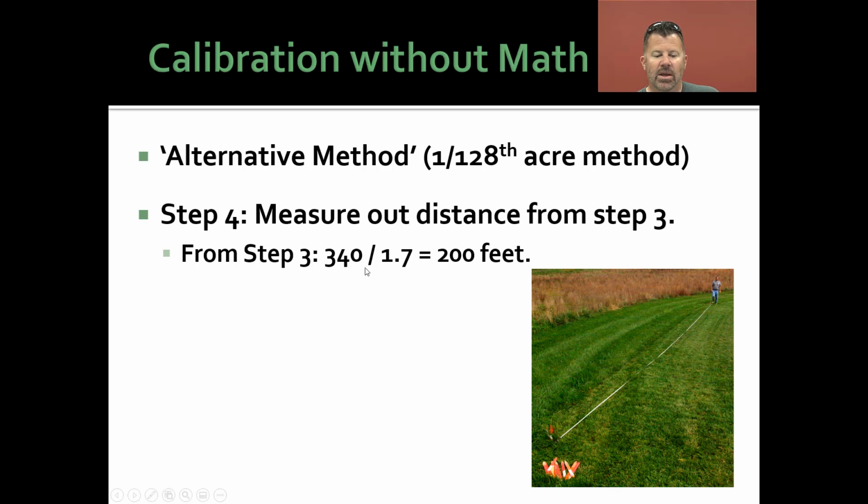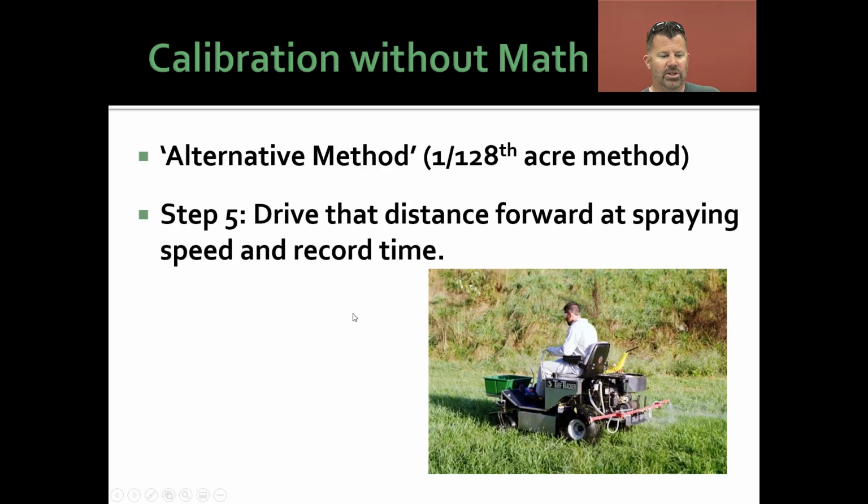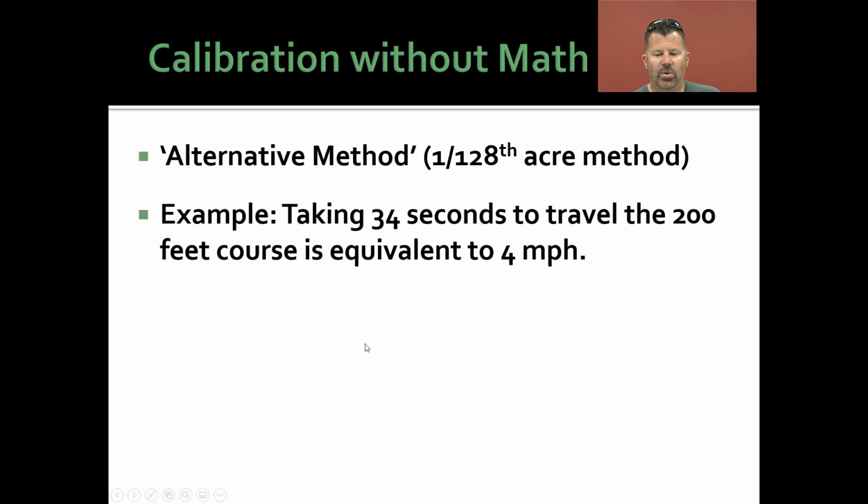Measure out the distance from step 3. So we're going to measure out 200 feet on a site similar to where we're applying the application. But guys, if I'm calibrating my sprayer, I'm going to find some concrete or asphalt, and I'm going to do it with water only. Drive that distance forward at spraying speed and record the time. Taking 34 seconds to travel the 200 feet course is equivalent to 4 miles per hour.